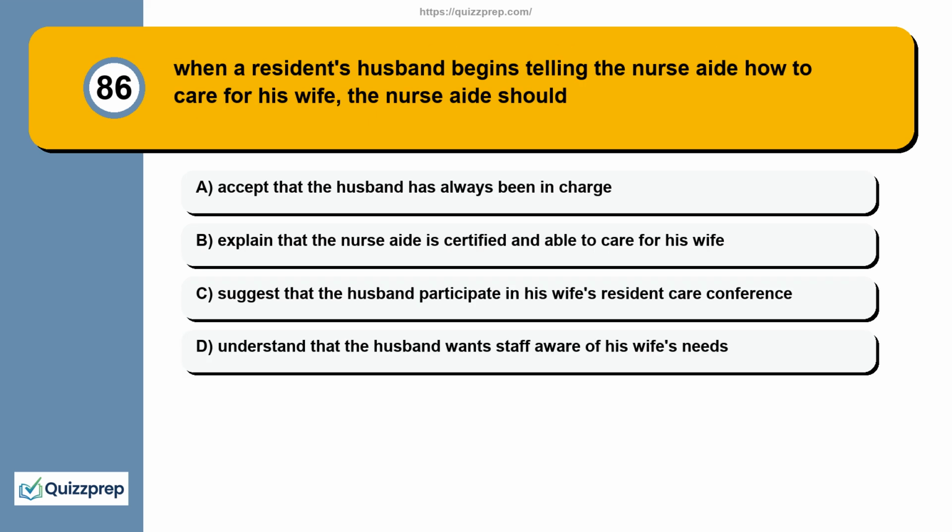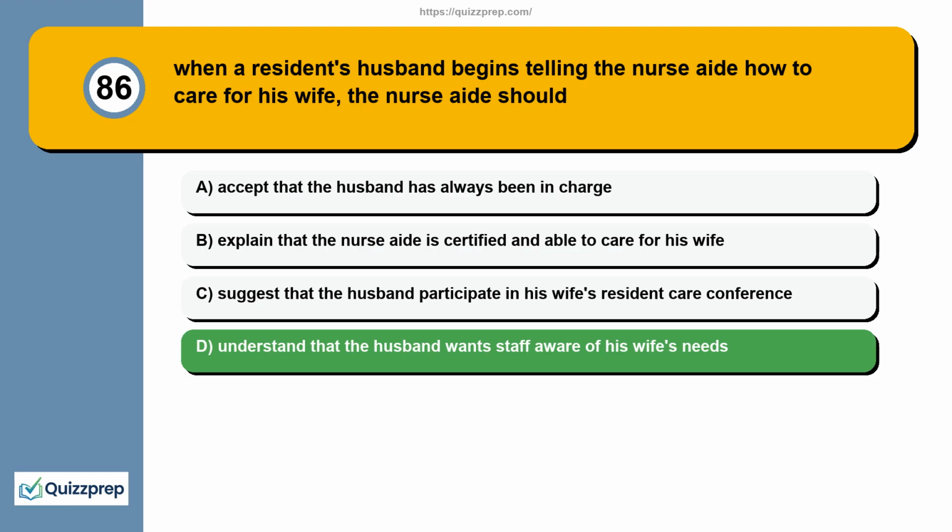Question 86. When a resident's husband begins telling the nurse aide how to care for his wife, the nurse aide should: Option A, accept that the husband has always been in charge. Option B, explain that the nurse aide is certified and able to care for his wife. Option C, suggest that the husband participate in his wife's resident care conference. Option D, understand that the husband wants staff aware of his wife's needs. The correct answer is option D, understand that the husband wants staff aware of his wife's needs.